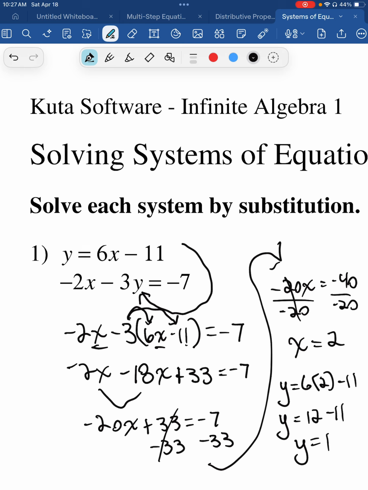So our final answer we can state as a coordinate pair, right? Because solving a system is about where these two lines will meet. So our x value is 2, and our y value is 1.